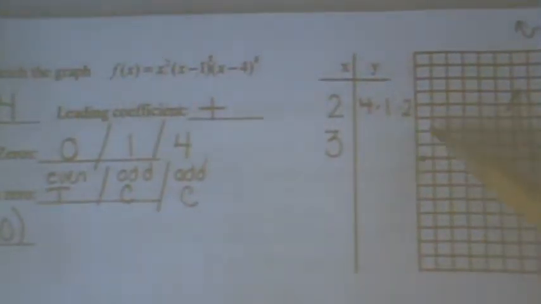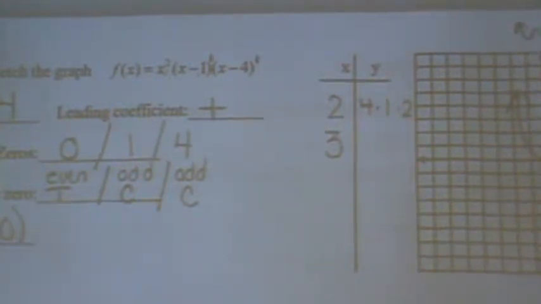2 and 3. If you plugged a 2 in here, 2 squared is 4, right? 2 minus 1 is 1, and 1 to the first power is 1. And 2 minus 4 is negative 2. Negative 2 times this is negative 8. Everyone got that? So over 2 down 8. So what's wrong with my graph?